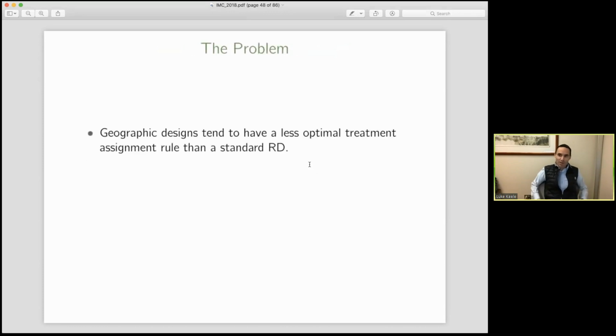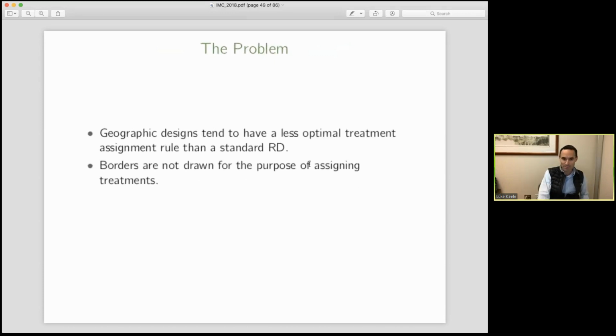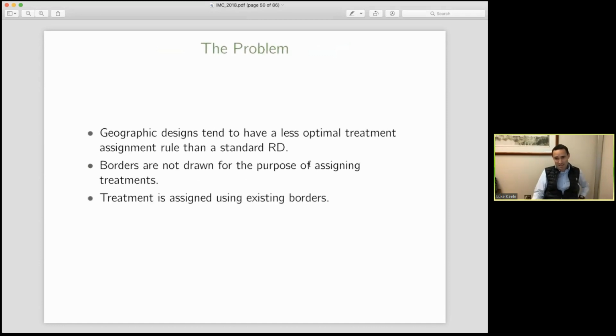And in general, with all the problems I've talked about so far, in particular the sorting, what tends to be the case is that geographic designs have a less optimal treatment assignment rule than your standard two-dimensional RD. What I mean by that is that policymakers typically do not go out and draw a circle or some square into a space and say, we're going to treat those people. What they do instead is map onto existing geographies like counties. That is, the treatment is assigned using existing borders. Counties are a common one, but also city limits, lots of different things.